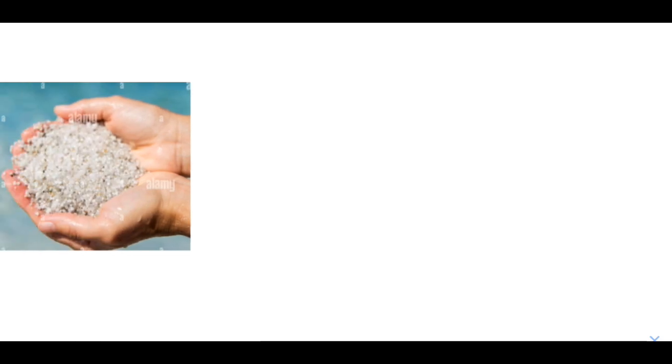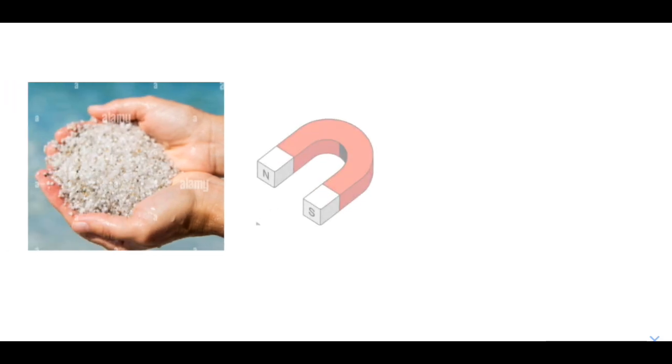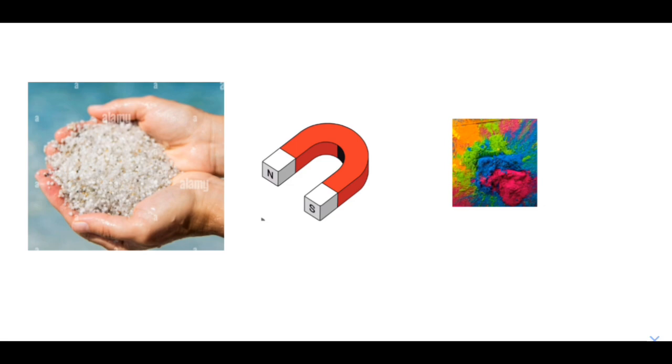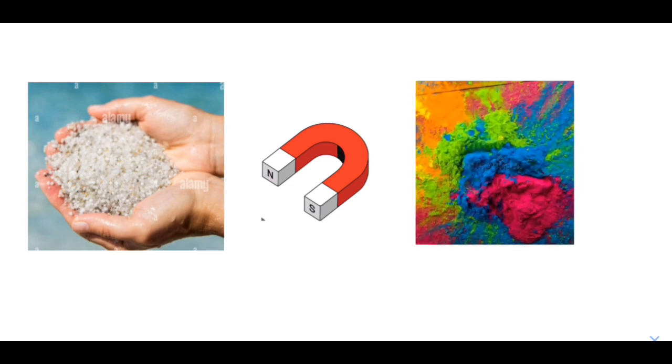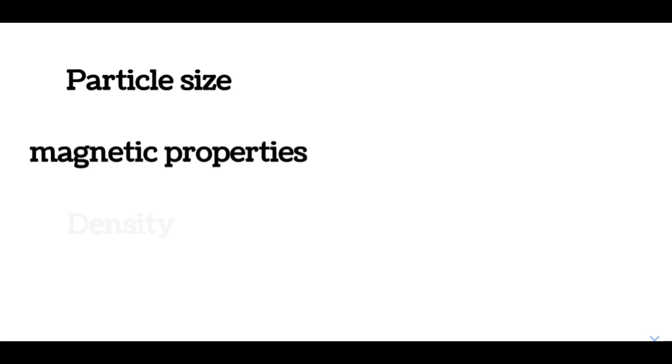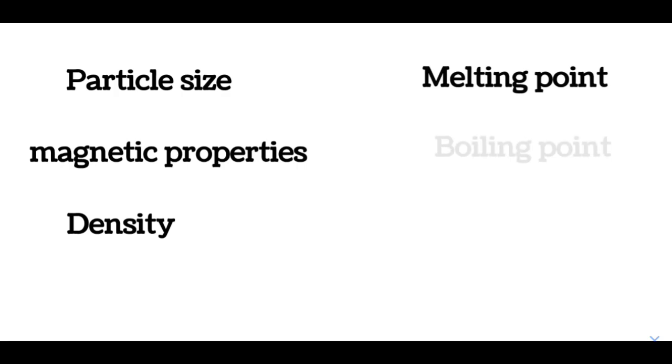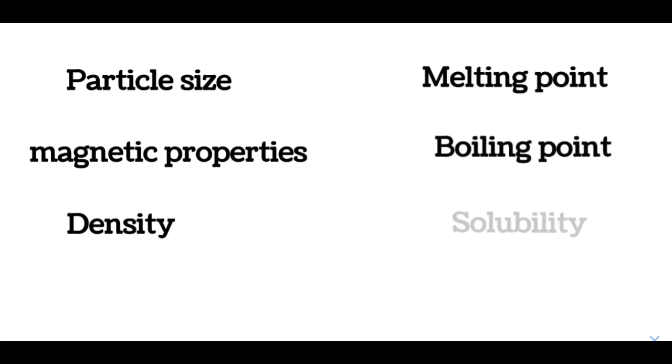Separation techniques are methods used to separate the individual components of a mixture. These techniques depend on the physical properties of the substances in the mixture, such as particle size, magnetic property, density, relative density, melting point, boiling point, solubility, color. Types of separation techniques.